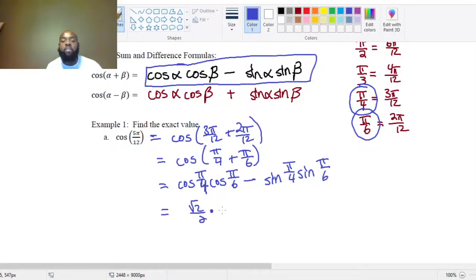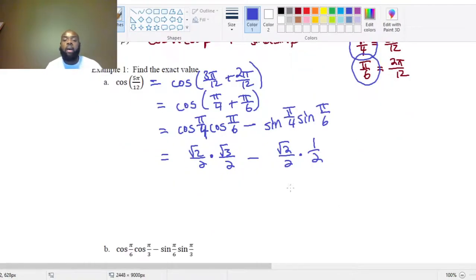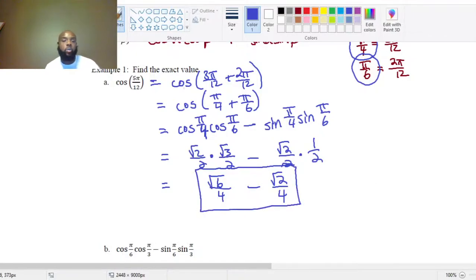The cosine of pi over 6 is the square root of 3 over 2. Sine of pi over 4 is square root of 2 over 2. Sine of pi over 6 is 1/2, right? So I have those products that I'm going to subtract from each other. So this is going to be the square root of 6 over 4 minus the square root of 2 over 4. And this is what this trig function equals. So this is the exact value.